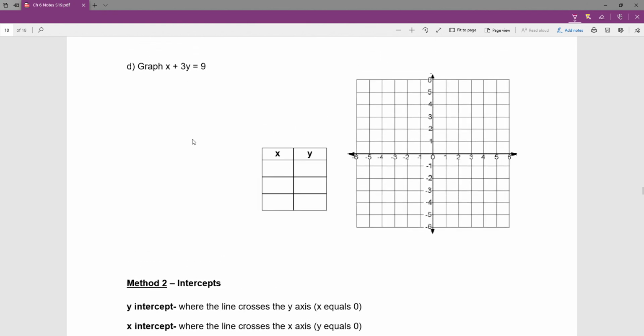Another one for us to do here. Again, this one isn't solved for y, so that's what I need to do first. I would start by subtracting x on both sides. I'd get that 3y equaling negative x plus 9. I have to divide by 3 on both sides. So this is where I can see some fractions coming.